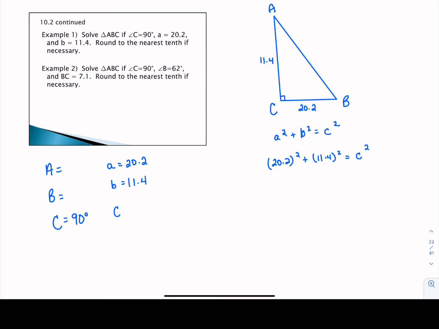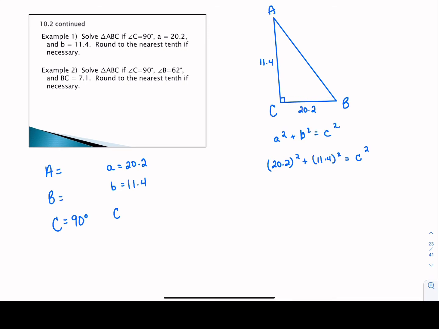So this just becomes an exercise in calculation. 20.2 squared plus 11.4 squared gives us a total of 538, but that's our c squared value. So remember, when we're talking about side lengths, we want to have just c. The exact value of c would be the square root of 538. We know we have to square root both sides, but in this kind of situation, we're not talking about negative roots because we're not talking about negative length. It doesn't make sense in the context of this question. So side length c is exactly the square root of 538.